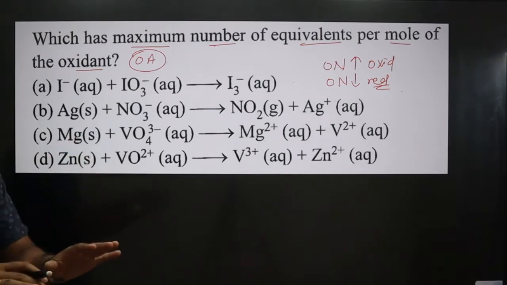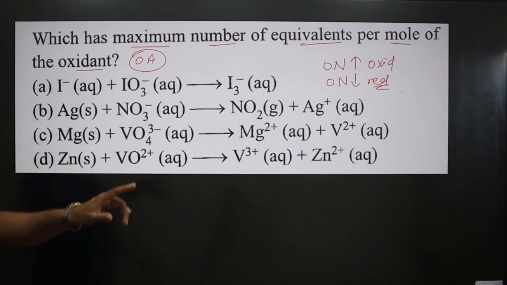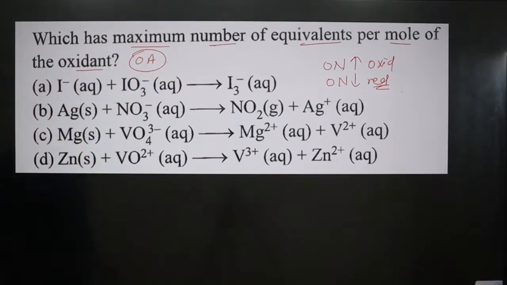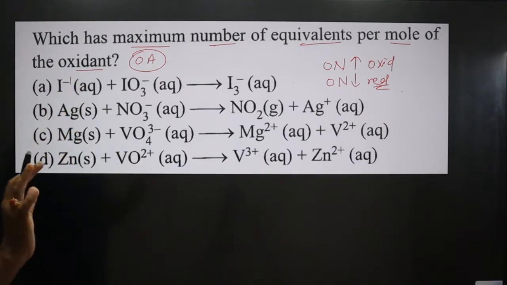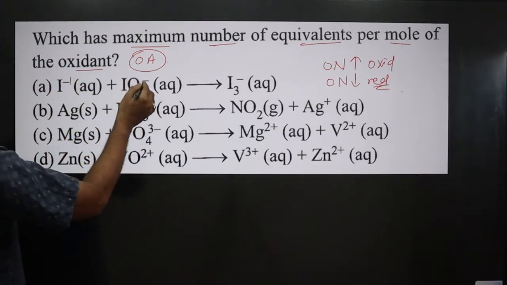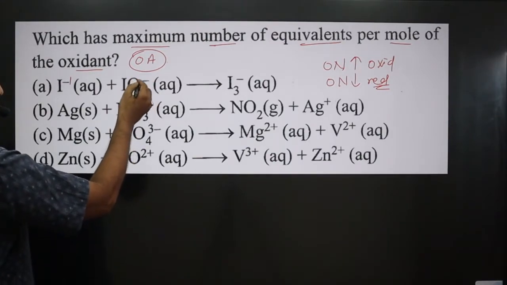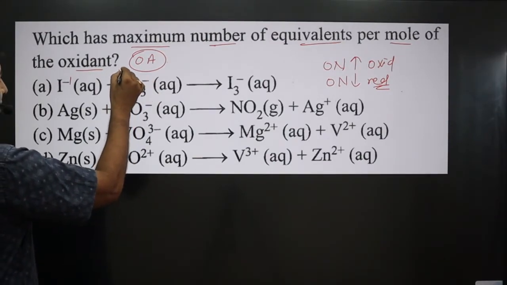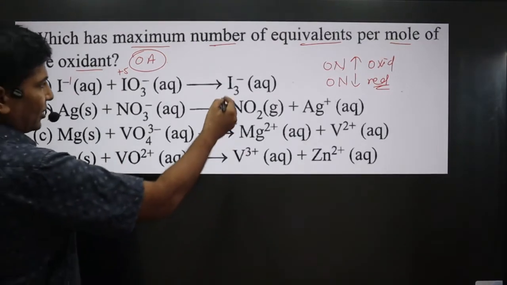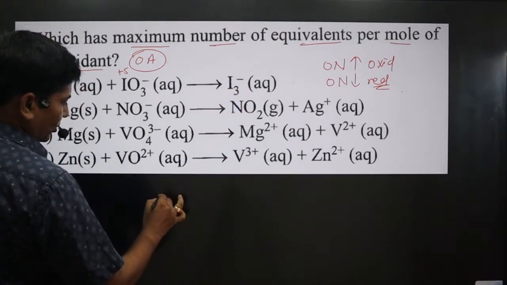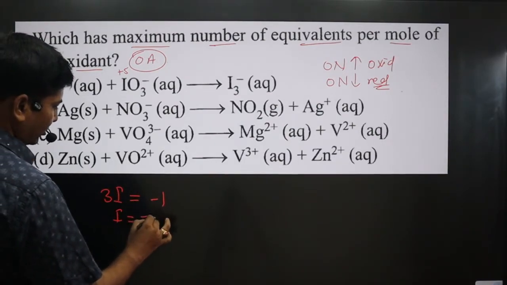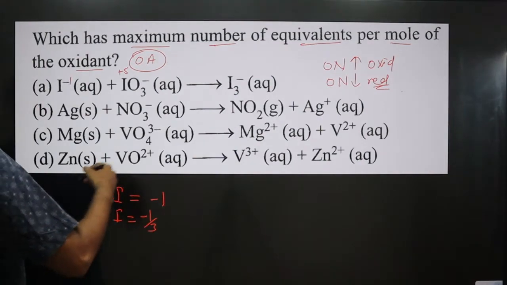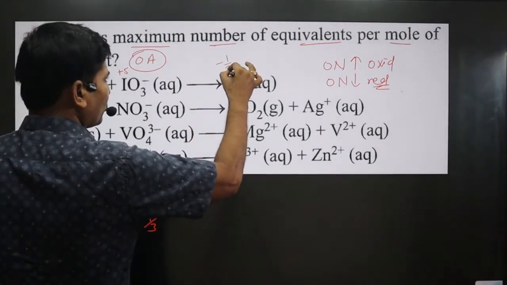With respect to the oxidizing agent, we have to calculate the number of equivalents. Now pay attention very carefully. First of all, we identify the oxidizing agent. This is a monoatomic ion, and the charge of a monoatomic ion is equal to its oxidation number. On the other side we have IO3 minus, where 3 times minus 2 is minus 6, and minus 1 total charge, so iodine is present in plus 5 oxidation number. Next we have I3 minus, so the total charge is minus 1, equal to 3 iodines, so iodine will be minus 1 by 3.